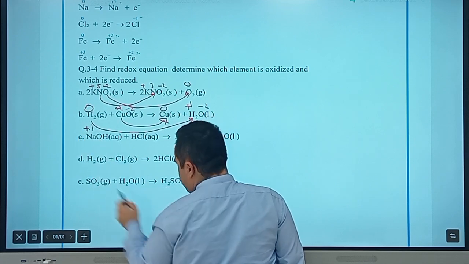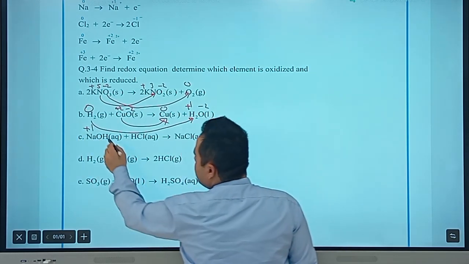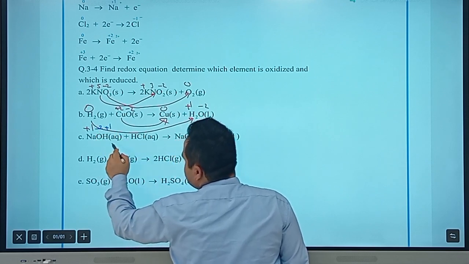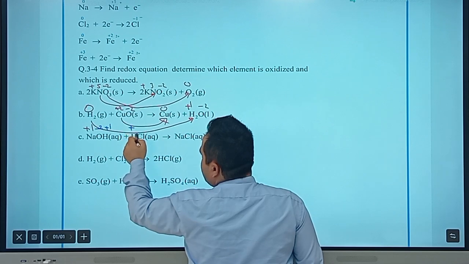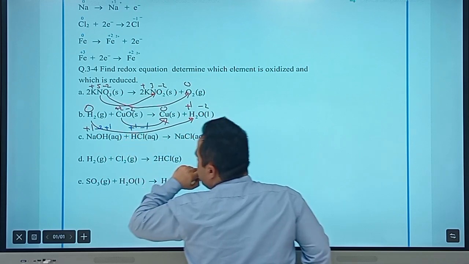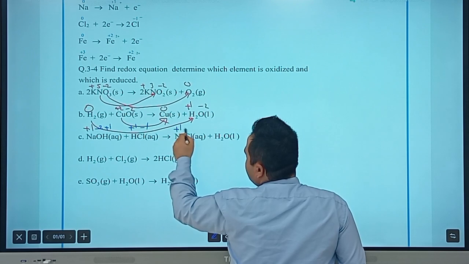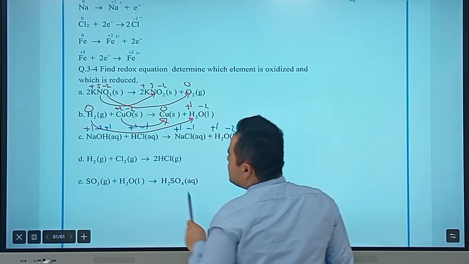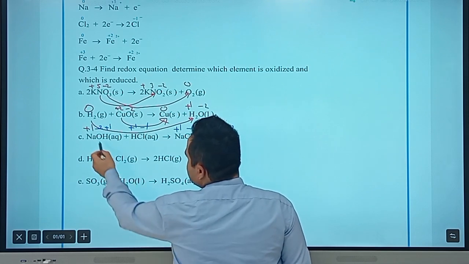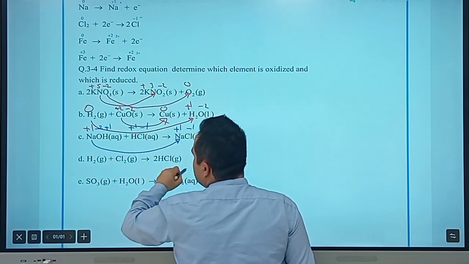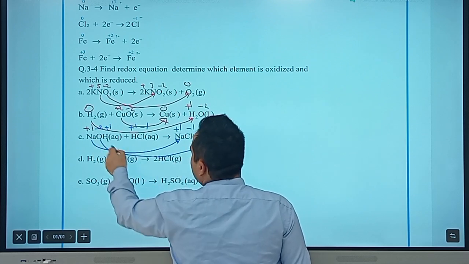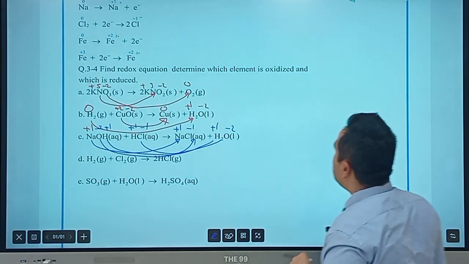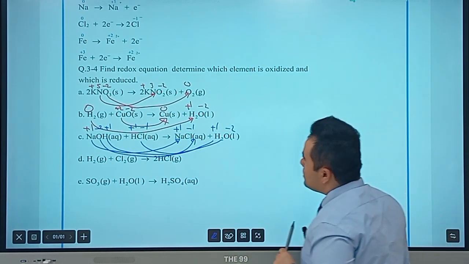Na positive 1, oxygen minus 2, hydrogen positive 1. In this case, there will be hydrogen positive 1, Cl negative 1, and then Na positive 1, Cl negative 1, hydrogen positive 1, oxygen negative 2. What happens, guys, to the oxidation states? Na unchanged, oxygen unchanged, hydrogen unchanged, Cl unchanged. So it's not a redox reaction.